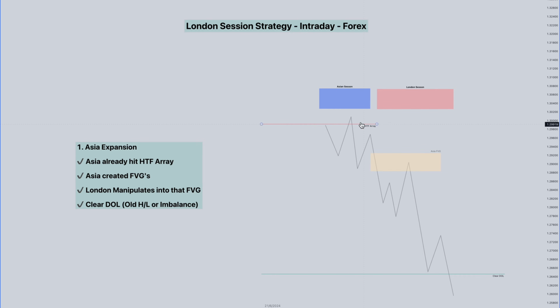So there was a tap on the higher time frame array and then displacement lower, leaving fair value gaps. Then London starts, and in London you have the classic AMD, the power of 3: accumulation, manipulation, distribution. When Asia already expanded, the manipulation part should be in the Asia fair value gap. And the last rule is that you need to have a clear drawn liquidity. That can be an old high or low or an imbalance. So here you have Asia expands lower after hitting the higher time frame array, then displaces lower. London comes back into the fair value gap before displacing lower to the clear drawn liquidity.